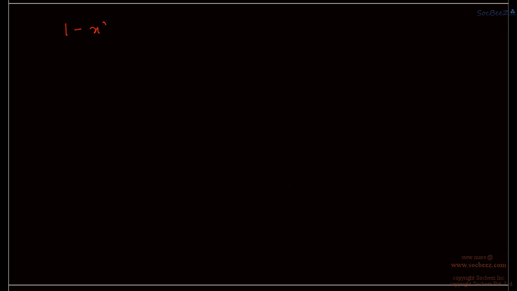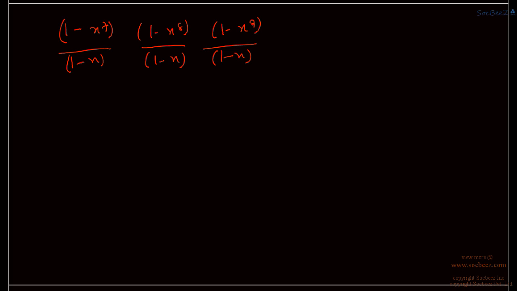So this is now given by the first one, which can be written as 1 minus x power 7 by 1 minus x. Second is 1 minus x power 8 by 1 minus x. Third is 1 minus x power 9 by 1 minus x. Right? Or this is 1 minus x power 7, 1 minus x power 8, 1 minus x power 9 times 1 minus x power minus 3, right?